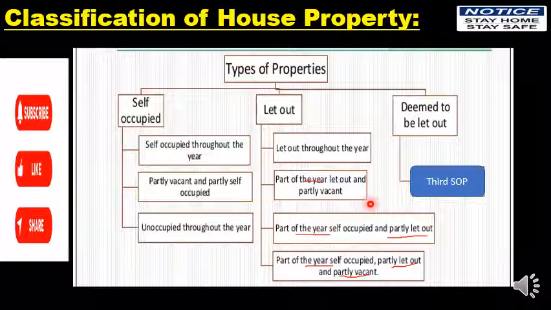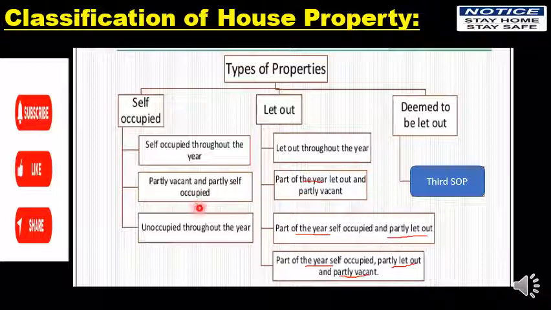Part of the year used as self-occupied and part of the year used as let-out, then it is considered a let-out property. And part of the year self-occupied, part of the year let-out and part of the year vacant, then it is also considered a let-out property. So in all these cases, where the property is used for different purposes during different parts of the year, it is considered a let-out property, not the part of the building.